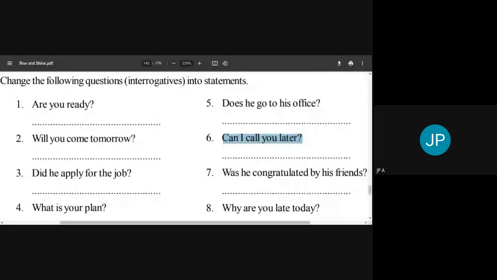The next one is easy. You just need to change the word order. You don't have to remove the auxiliary. You can just change the word order and it will become a proper sentence. You don't have to remove anything. You just have to remove the question mark.